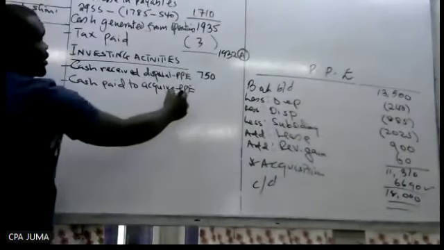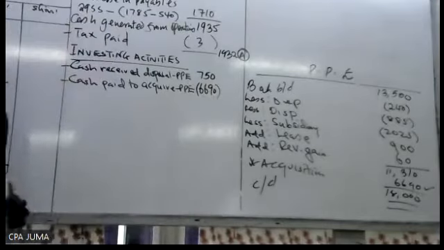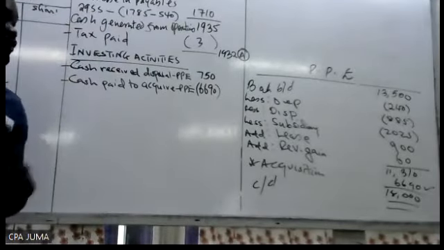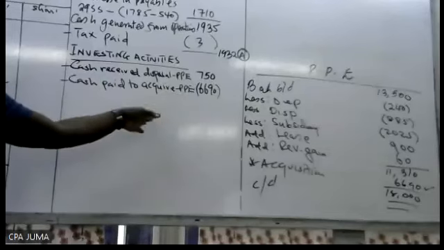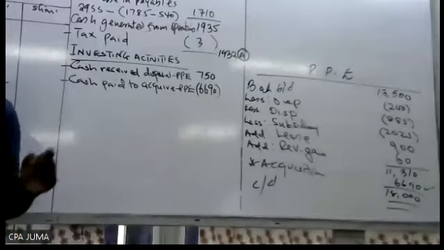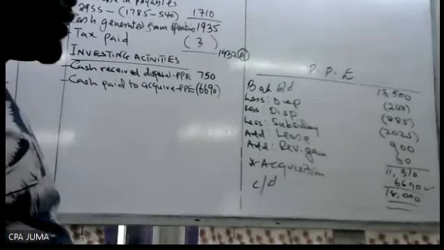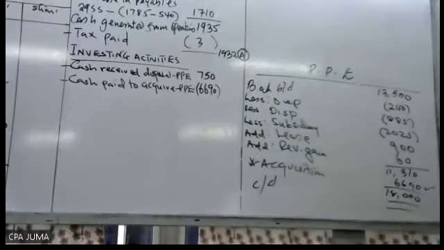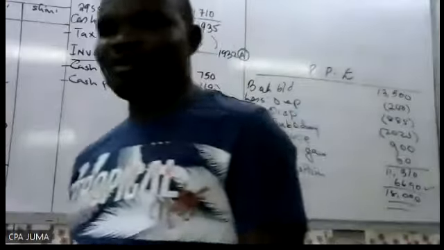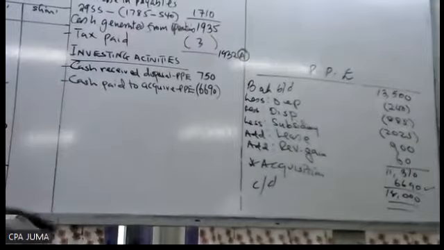Alright, so 6690, that is a cash outflow. That is a cash outflow. But you put a bracket. Ndio unaweza pata kwa workings na ukileta kuweke positive hakuna kitu. Ni bracket. Sawa. So there's no problem, even if you put the bracket before computing.